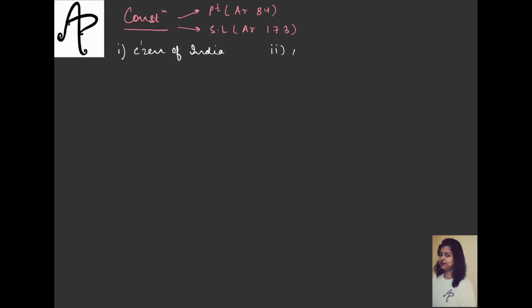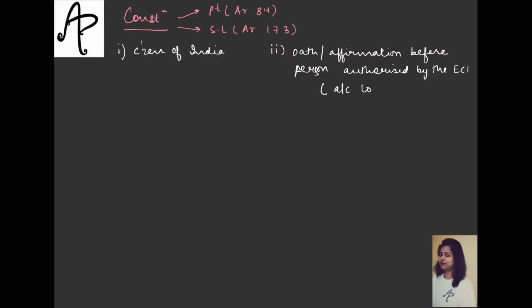The first is that the person should be a citizen of India. The second is that the oath or affirmation that the person will have to take before becoming a member has to be done before a person who is authorized by the Election Commission of India. So the Election Commission will authorize some person to have this oath and affirmation done from the members, and it should be done according to the form in the third schedule of the Constitution.